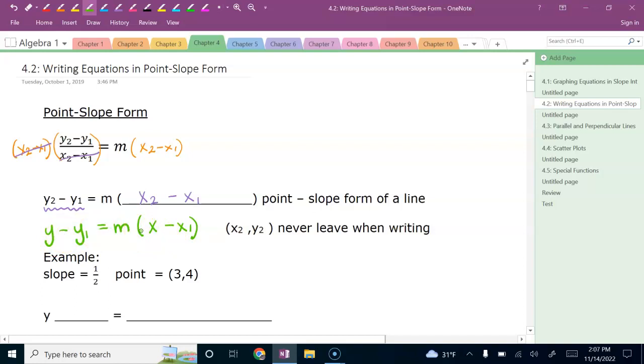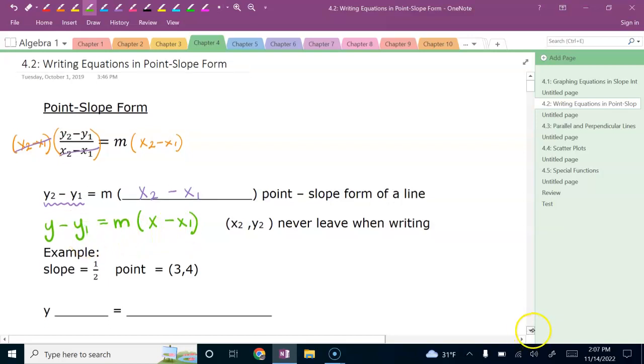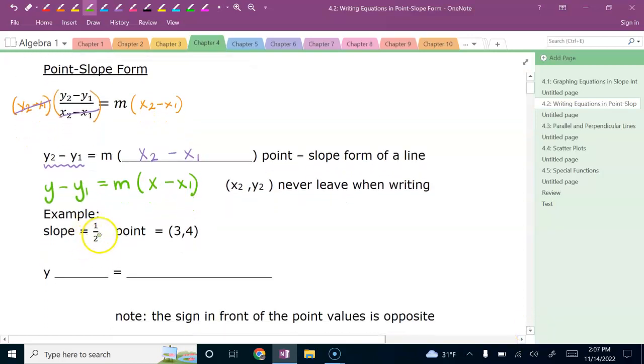Just like when you were writing equations in Section 1 in slope-intercept form, you didn't put anything in for the y or for the x. So what you're going to plug into your equations is your slope, and the point that they give you is going to go in for the x1, y1. For example, I have a slope of 1/2, so this is going to be your m value. And my point, (3, 4), this is going to be my x1, y1. So we're going to have y minus y1, which would be 4 for this example, equals, in for m, we're going to put 1/2, and then times x minus x1, which is a 3.